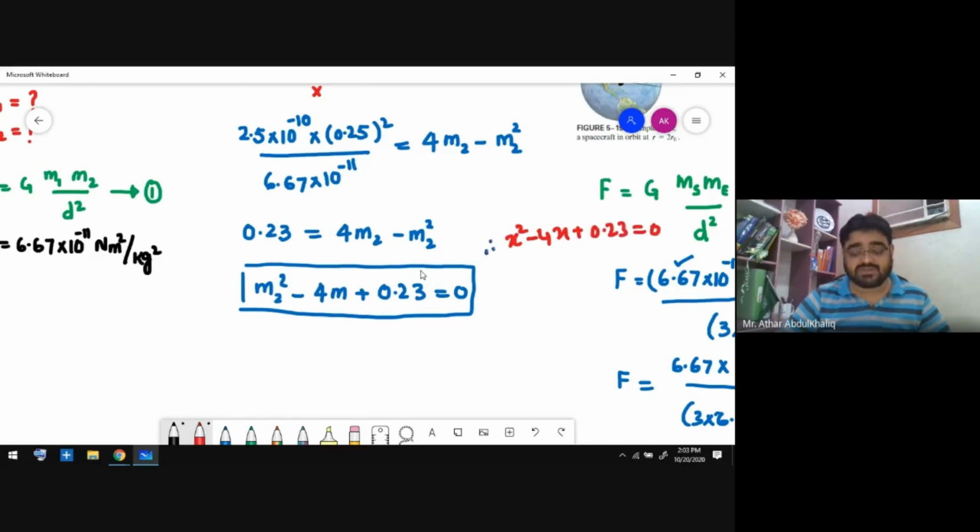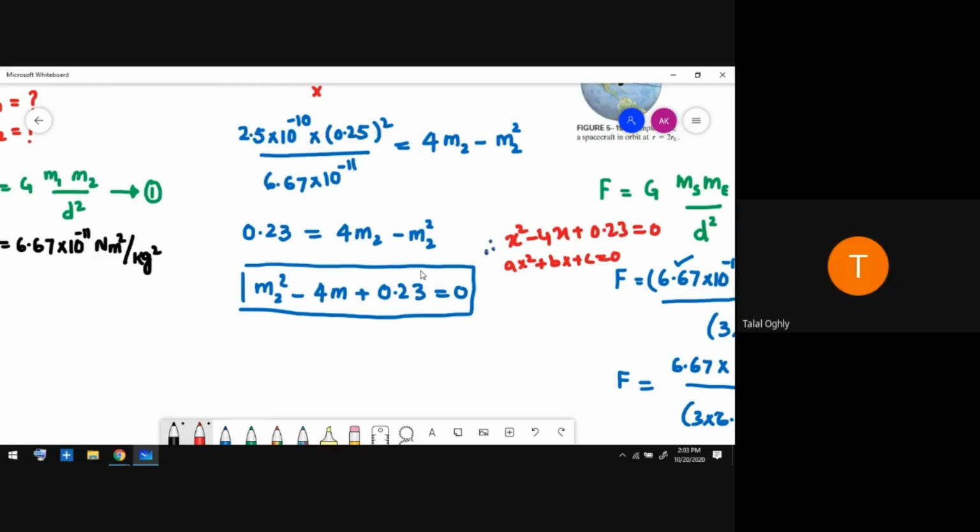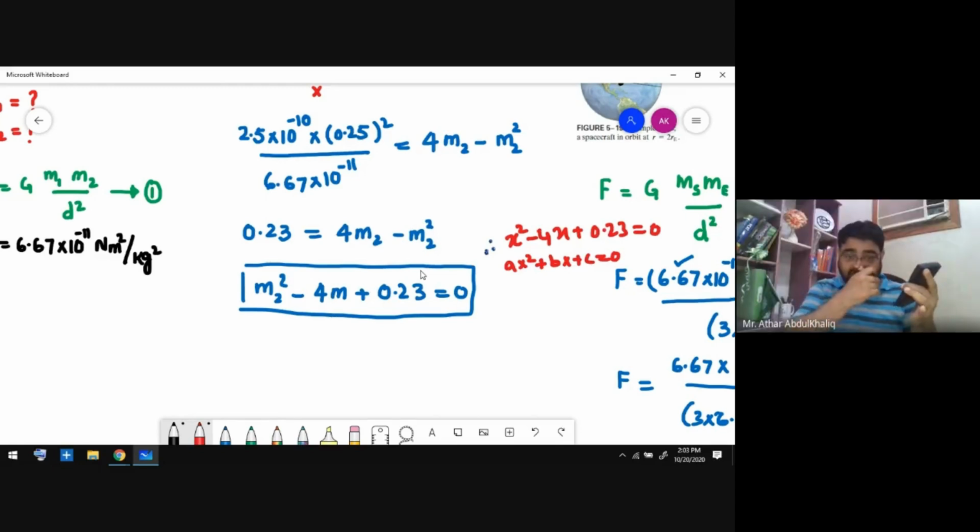So what is this shape? This shape looks like a quadratic, ax squared plus bx plus c. So this is a quadratic equation. Now you can use mode 5, 3 on your calculators. Go to mode 5, 3. A is 1, B is minus 4, and C is 0.23.